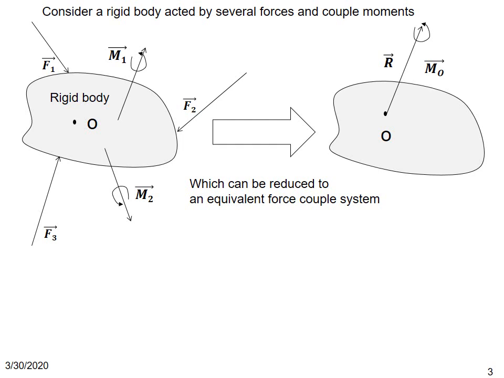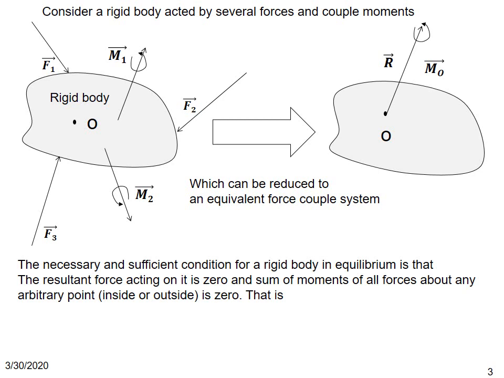beam. Now, let us consider a rigid body which is acted on by multiple forces and couple moments. For example, the rigid body is acted on by three forces F1, F2, and F3, and it has couple moments M1 and M2. Now we can reduce this to a single equivalent force couple system as indicated, using the procedure we just adopted.